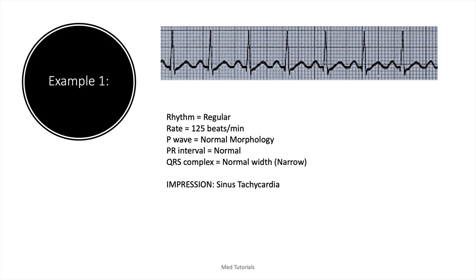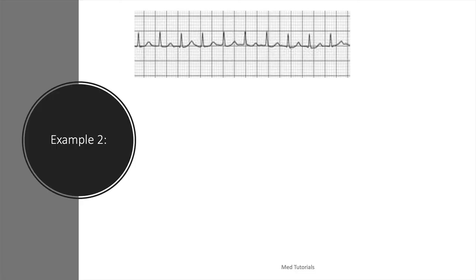Now if you had the same ECG but the rate was more than 180, say that you saw the same ECG but the rate was 200, that would go more in favor of atrial tachycardia, because sinus tachycardia usually does not go above 180. Now try this example, pause and try it.